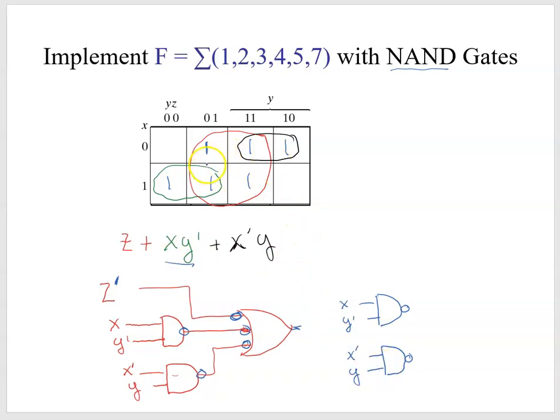Did I do these right? Yeah, I did. That's the same as that term. And then we have the z, it's the single literal. So instead of z, we're going to do z prime, and that's a bubble. And there's our NAND implementation with just AND and invert.